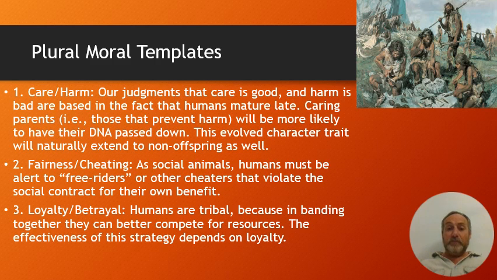Number three, loyalty and betrayal. So humans are tribal. We had to band together into groups in order to compete for resources. We're not as big and strong and tough as bears and lions. So the effectiveness of humans is one of our big evolutionary benefits, I don't know if benefits is the word, but we can band together and cooperate to take down a large animal. You need cohesive groups, and so you have to be loyal to your group. That's the only way that works.